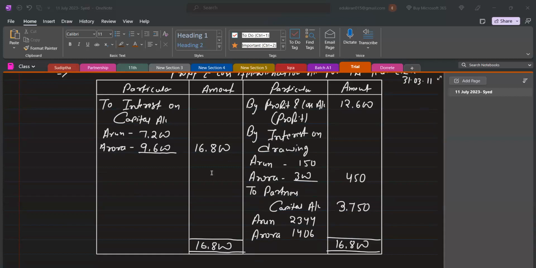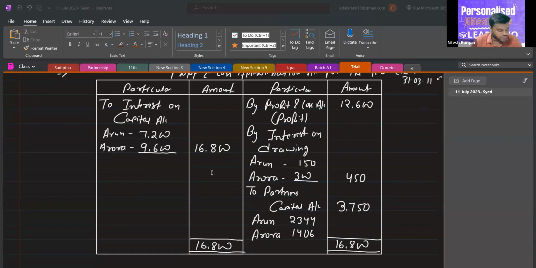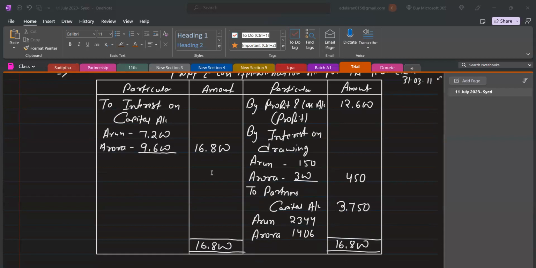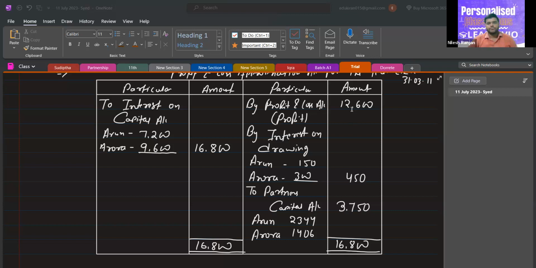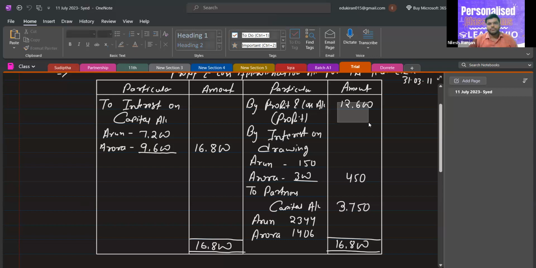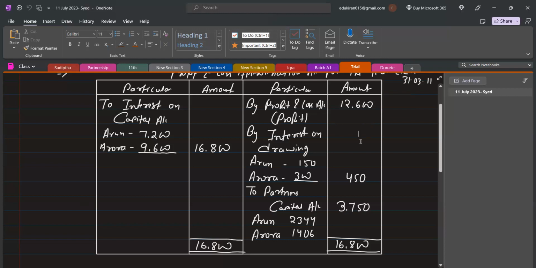The profit of the firm is what in this question? 12,600. Question number 3, yes. It is 12,600. You will see here, okay, sir. 12,600. Okay, sir, got it.